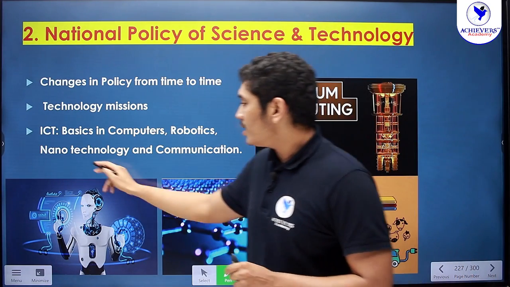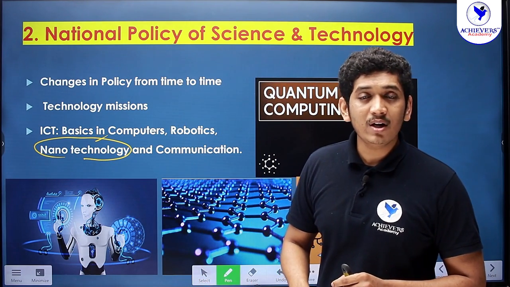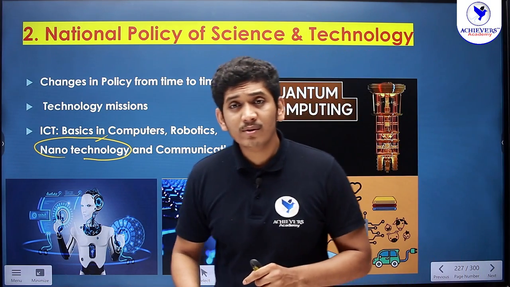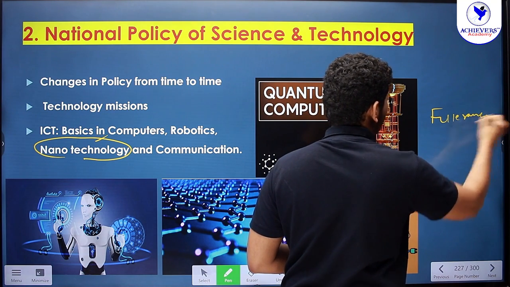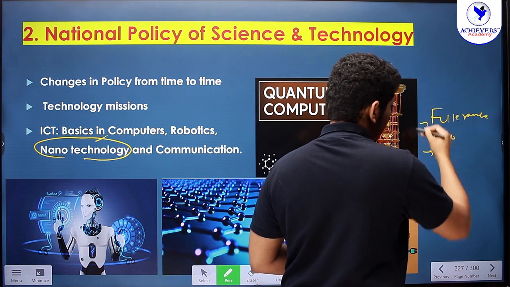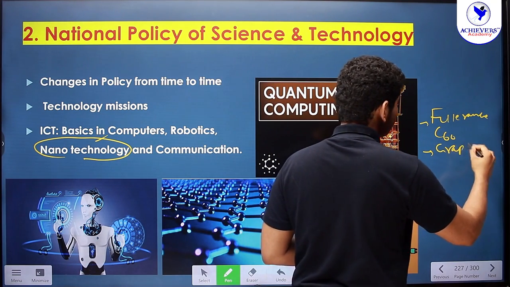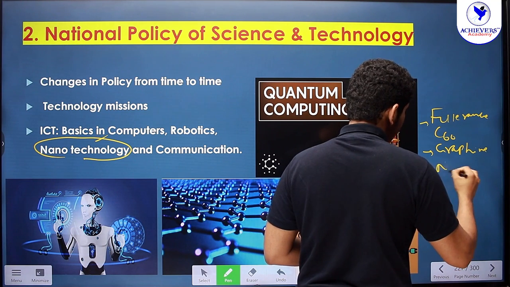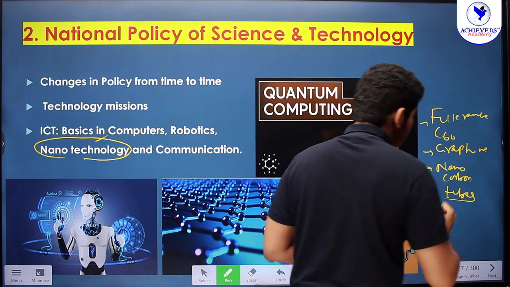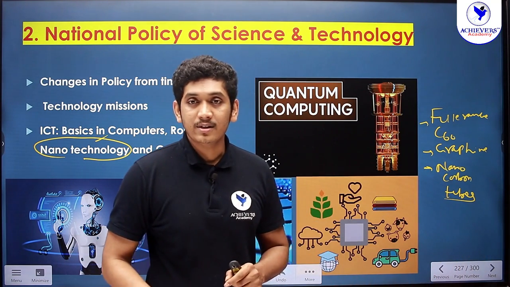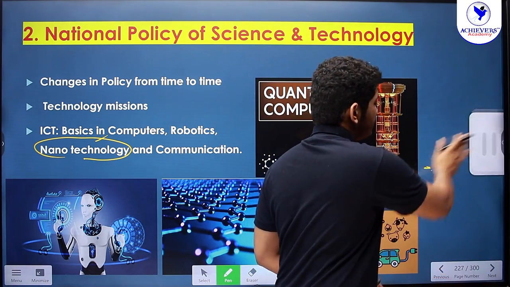In nanotechnology, you will learn about the various fields and applications of nanotechnology. You'll also learn about nano substances like fullerenes, or some might call C60 Buckminsterfullerene. You will also be learning about graphene, nanotubes, nanocarbon tubes. All these you will be learning, and their applications. You will also learn about the negative effects of nanotechnology in this part of your syllabus.